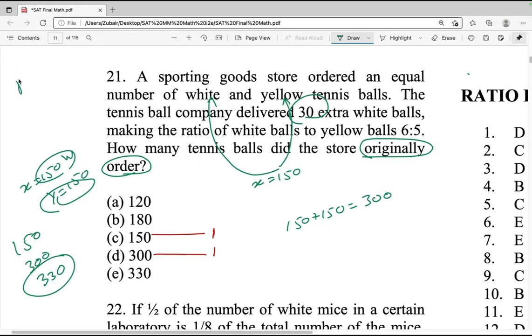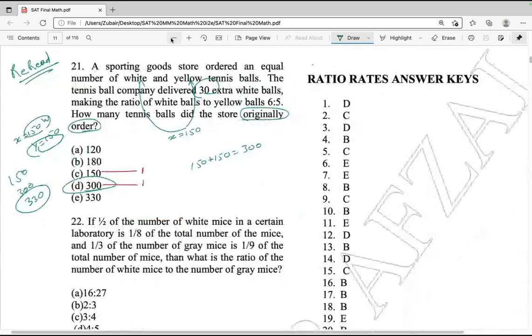So here's the tip. Read the question. Just to avoid careless mistakes, questions are not going to be difficult. They're just going to be tricky. Okay, so this is D. Any confusion, Mohammed? I thought it was how many white tennis balls they originally ordered. I read the question wrong. I did it wrong because I didn't use the ratio at all.